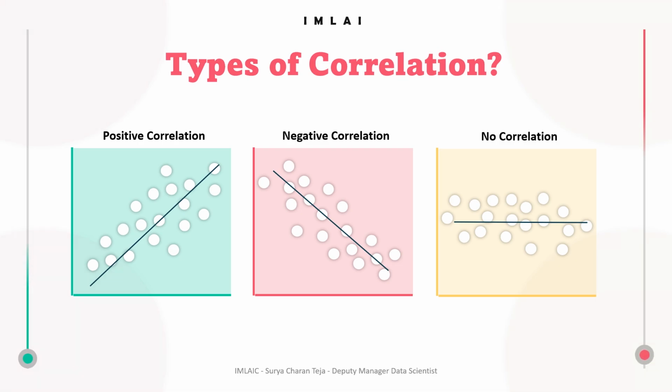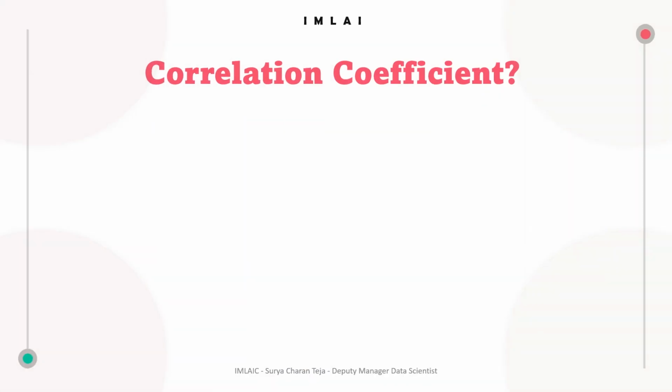Now, how do you measure the correlation? Do you have anything such? Because we measure the length, we measure the weight, we measure area, we measure the pressure, we measure the force, we measure the temperature. So we need to have a measurement to measure the correlation, correct? That's what we call the correlation coefficient.